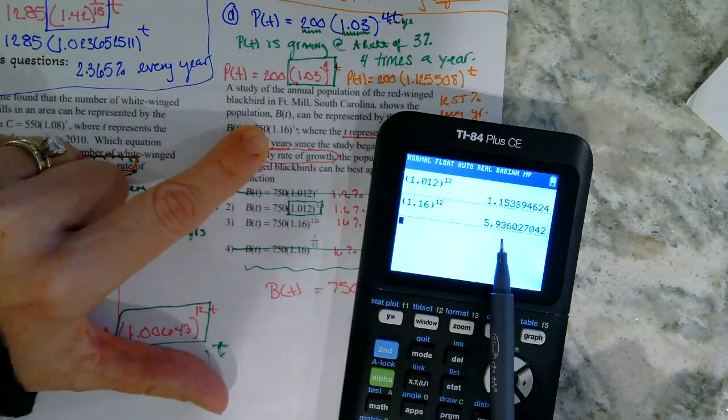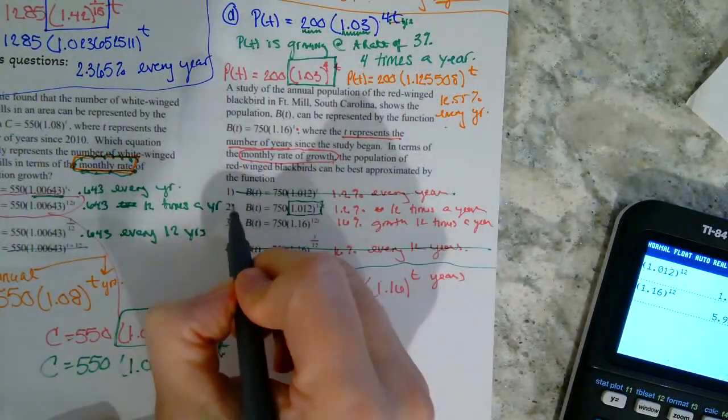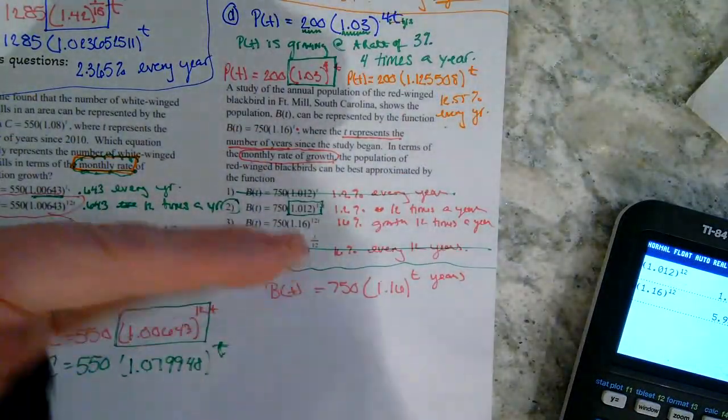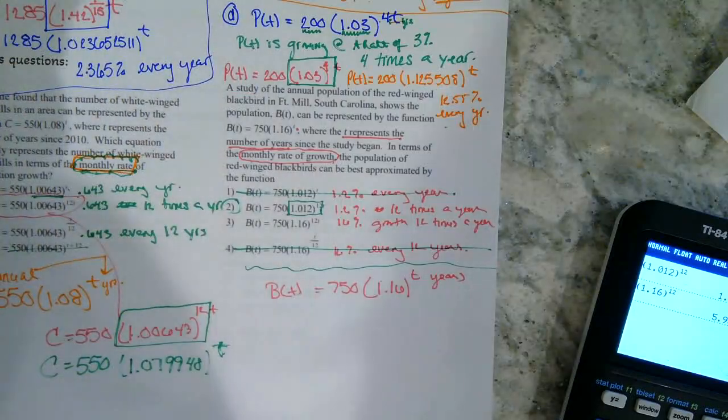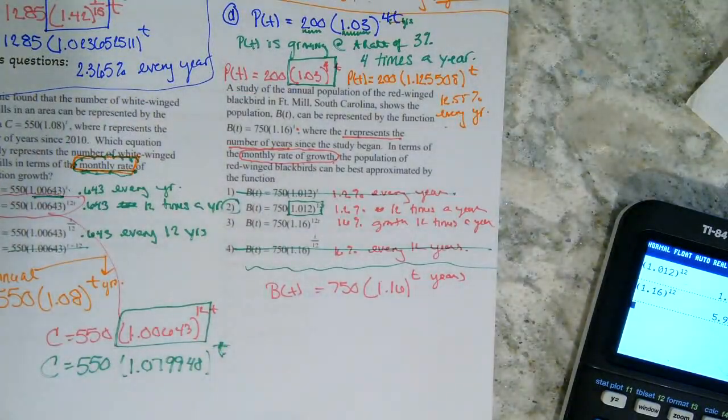5.93. Not even close to what the annual should be. Okay, so I'm definitely going to go with choice 2. So this is what I mean between converting from monthly to every 12 months to annual. We want to be able to go back and forth.